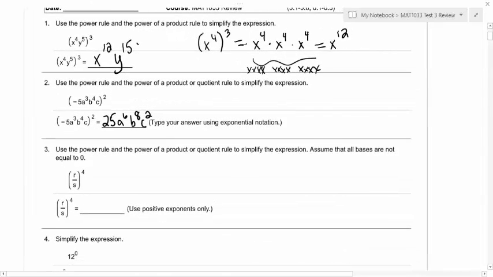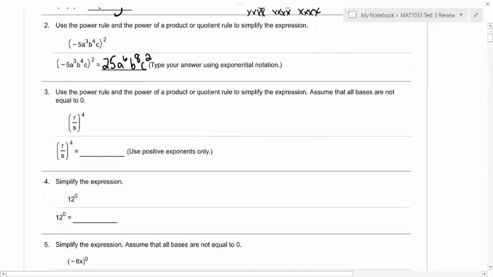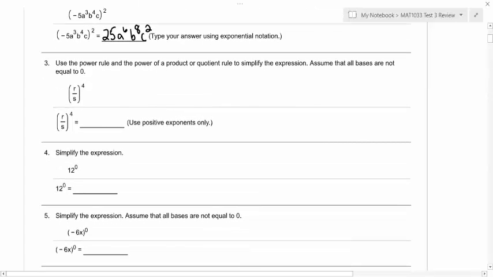Okay, how about number 3? What would that answer be? R to the 4th over S to the 4th. Good, good, good. Just apply the power to each part of the fraction.